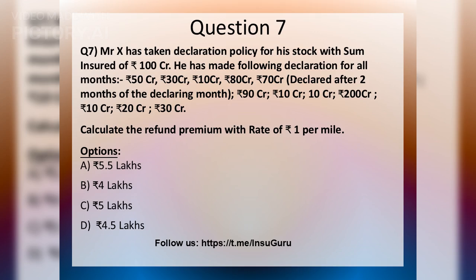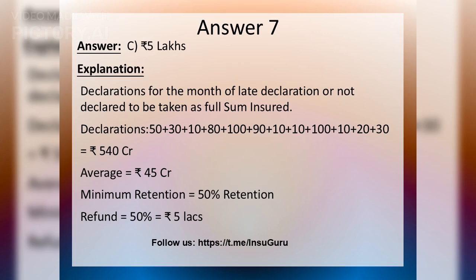In this question, we need to calculate the refund premium for a declaration policy with various sums insured. Mr. X has taken declaration policy for his stock with sum insured of rupee 100C. He has made following declaration for all months: rupee 50C, rupee 30C, rupee 10C, rupee 80C, rupee 70C, which is declared after 2 months of the declaring month, rupee 90C, rupee 10C, 10CR, rupee 200C, rupee 10C, rupee 20C, rupee 30C. Let's determine the correct refund amount. The answer is C, 5 rupees lakhs.